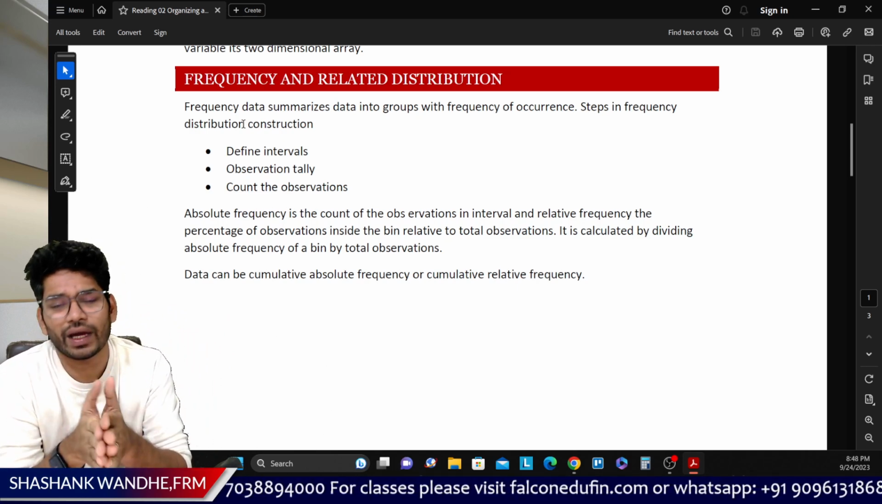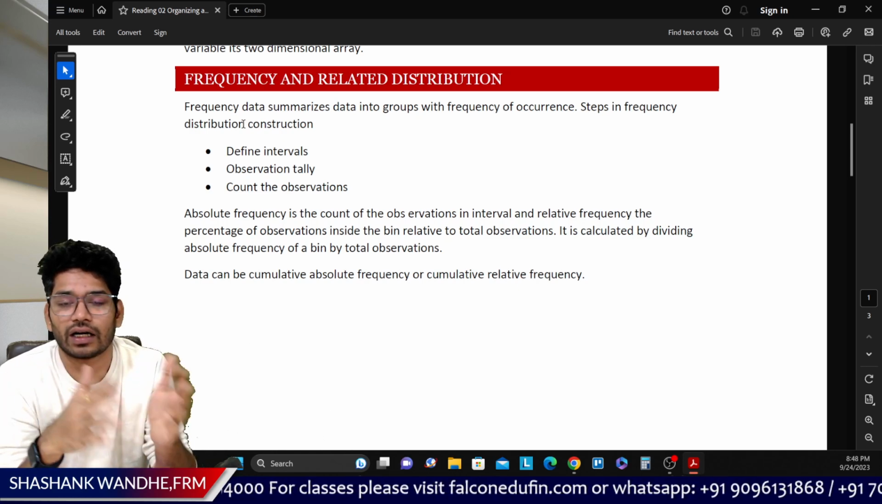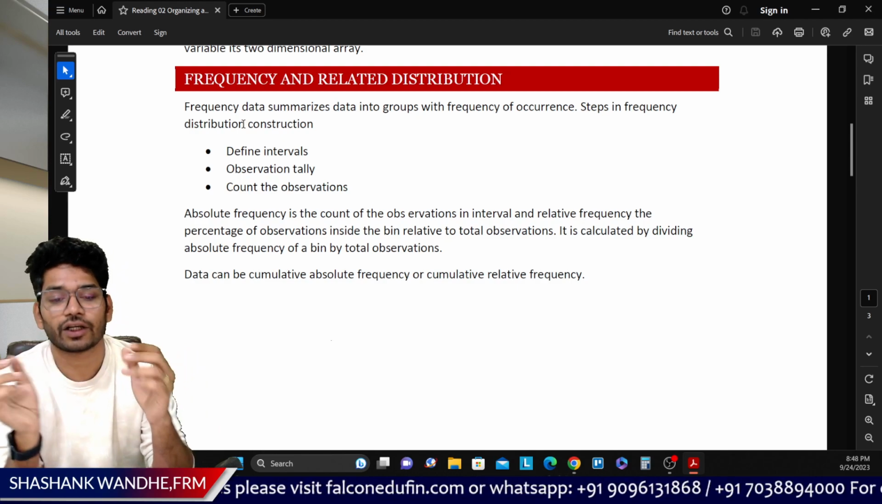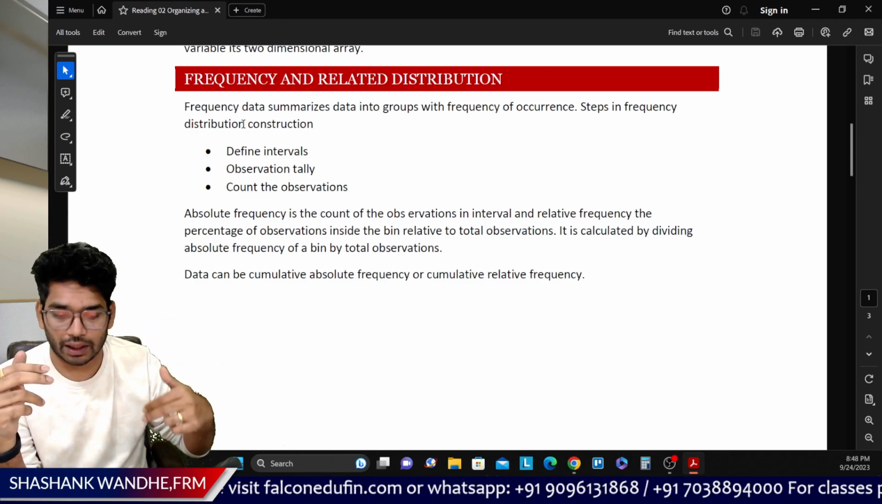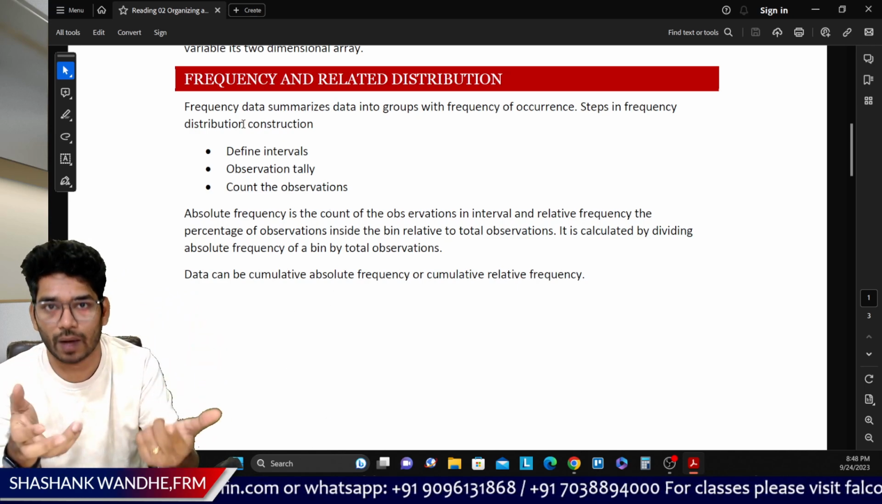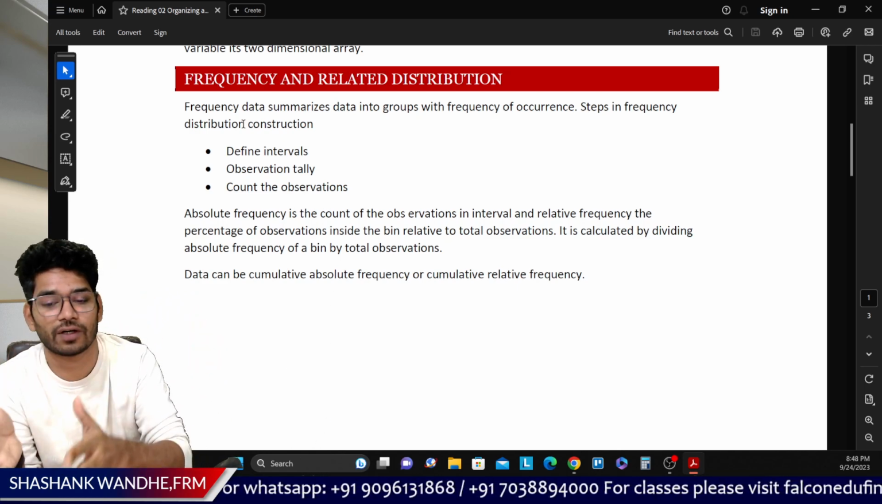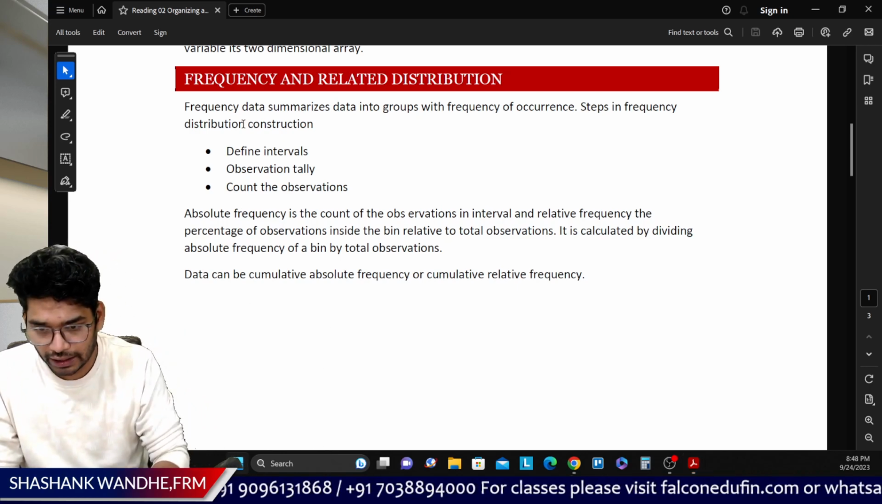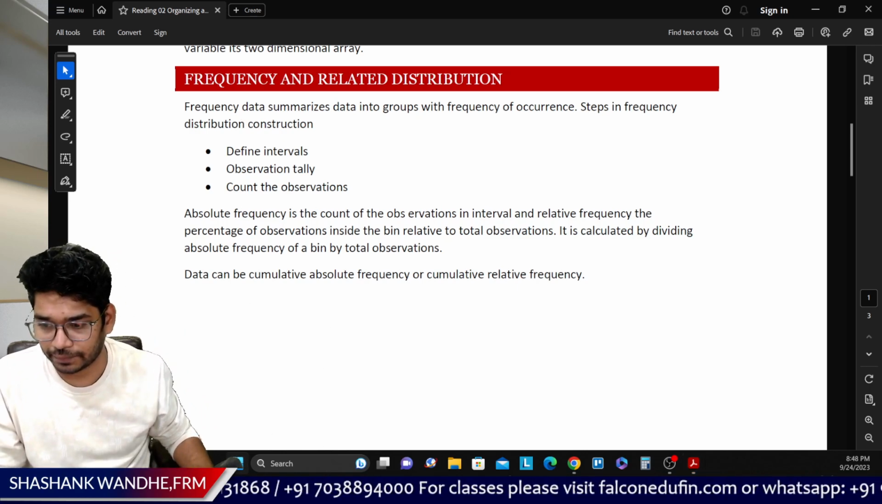Now you can have normal absolute or relative frequency, or you can also have the cumulative absolute or cumulative relative. Cumulative means simply as you move from one bin to the next bin, you will add all the previous bins' values. The same is applicable for the absolute frequency and also applicable for the relative frequency.